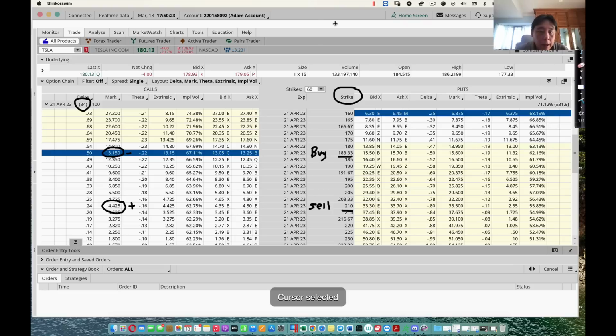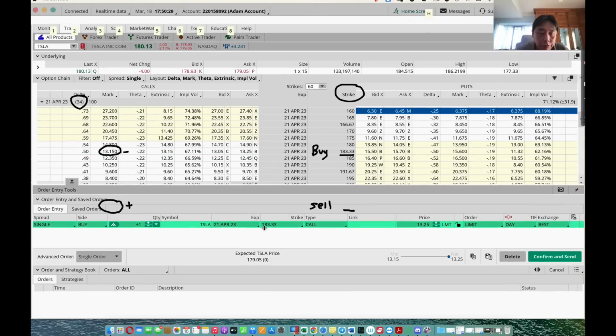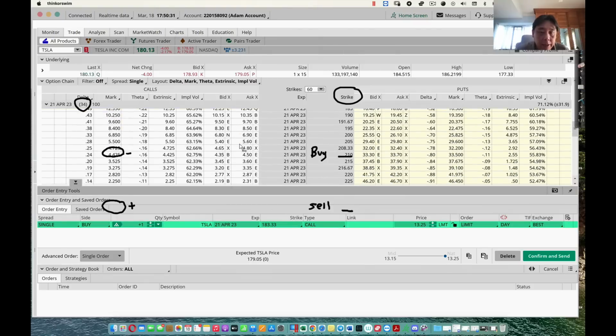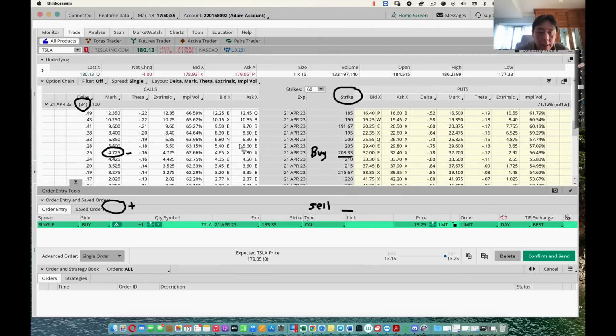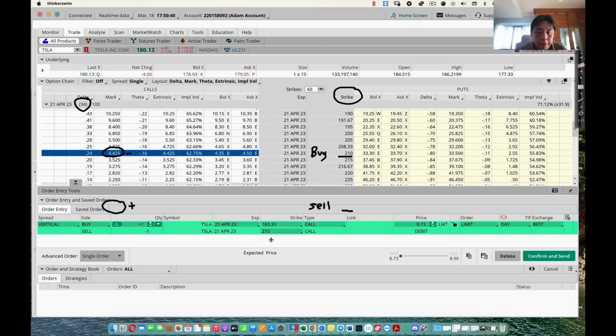This is what I do. I will buy this call option. All right, click here, buy. There we are. We are buying the 183.33 and we are going to sell the 210. Where's my 210? My 210 is over here. I'm going to sell this guy. Boom. There we are.